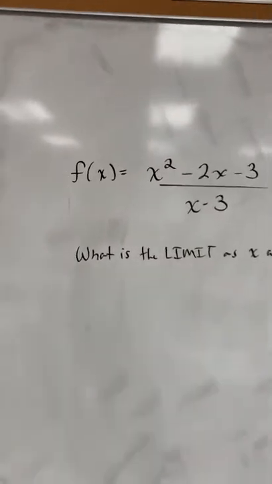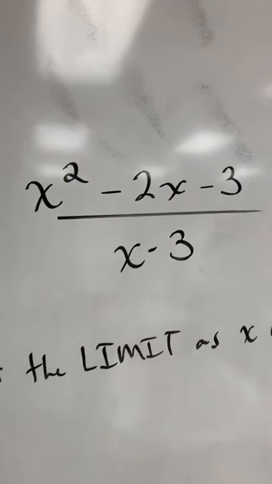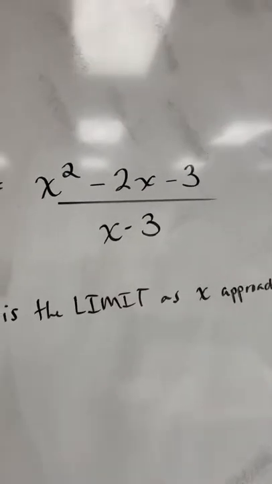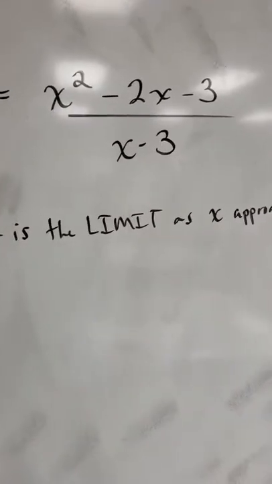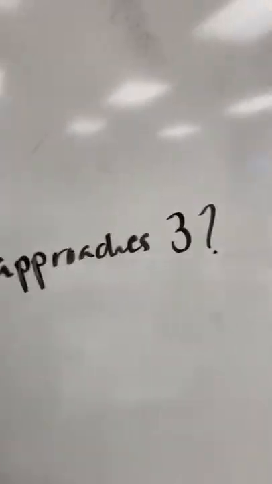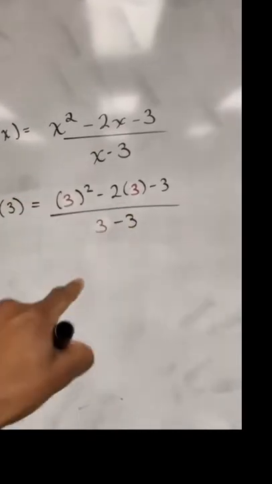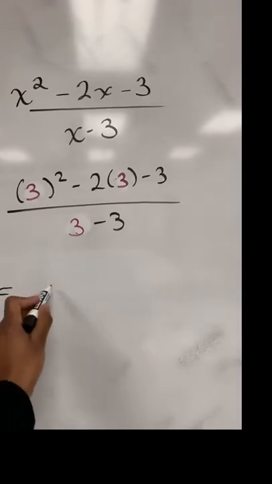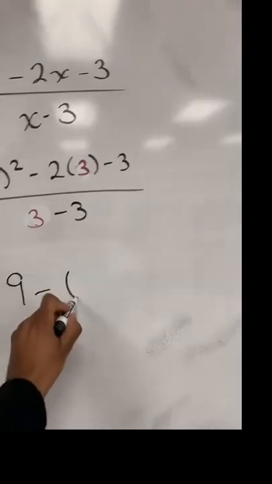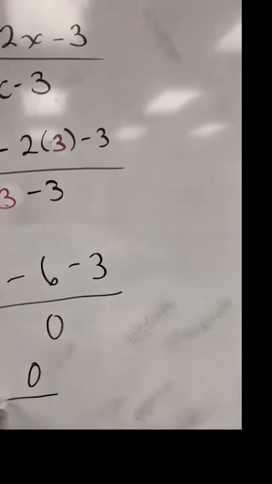All right, don't get scared of this problem. So now I have a new function: x squared minus 2x minus 3, divided by x minus 3. Question is, what is the limit as x approaches 3? All right, so I plug in 3's everywhere there was an x, and now I have to calculate using the order of operations. So I have 9 minus 6 minus 3 all over 0, which is basically 0 over 0.